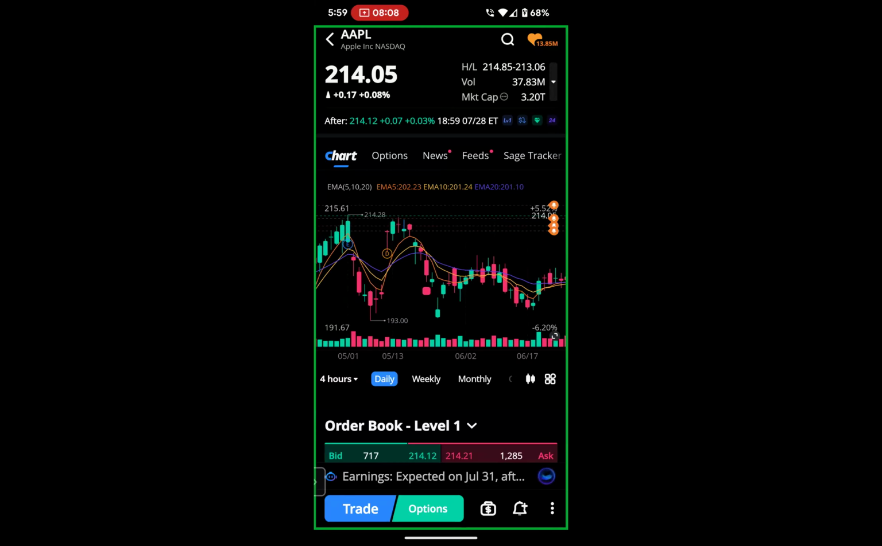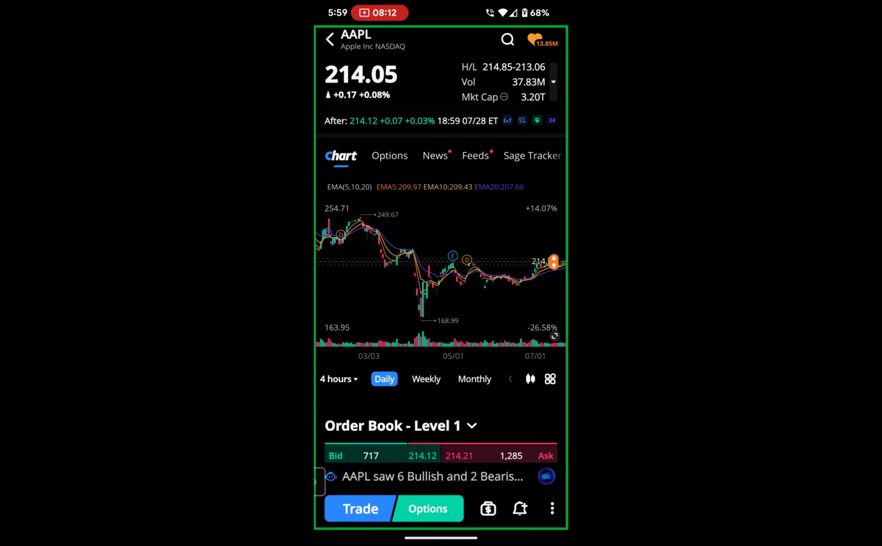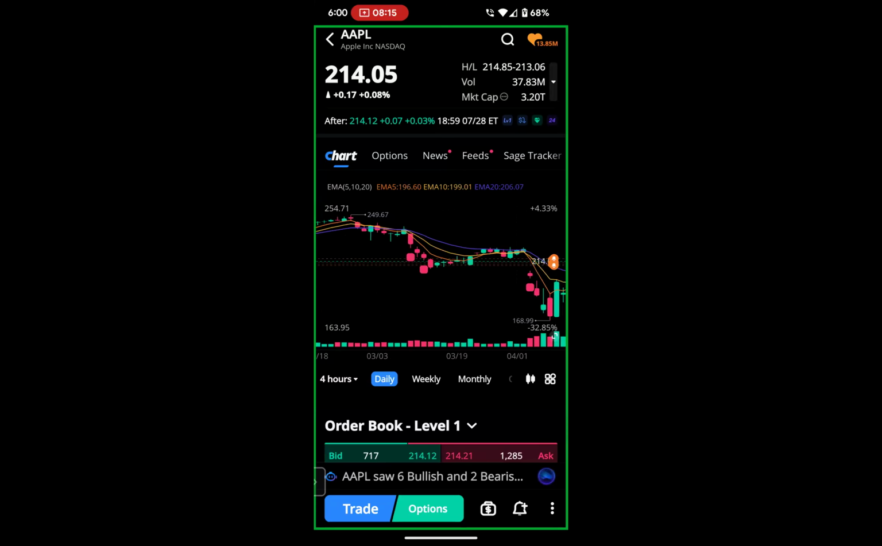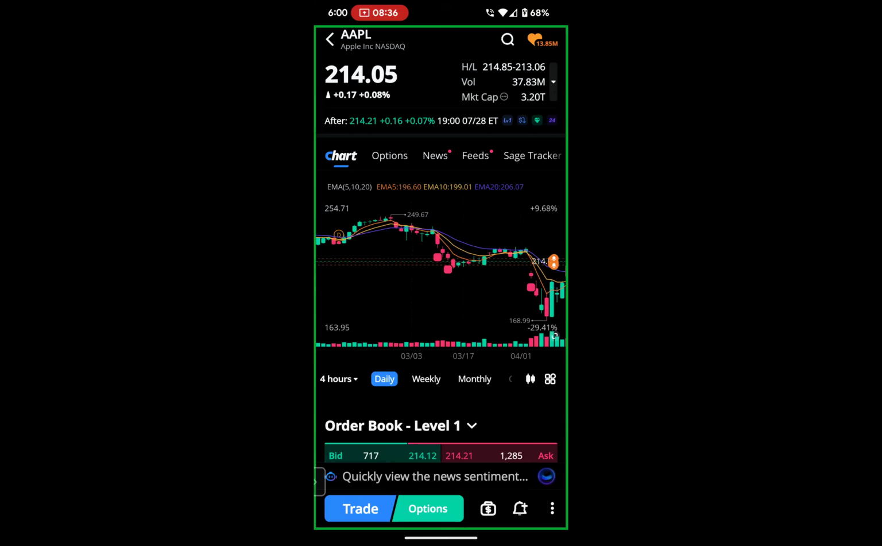So let's go ahead and go back to the chart, and I can show you guys some of the candles. Like this area right here where it has a hammer candle, a little doji candle, and then an upside down hammer, and then it turns red. That is a good indicator of a morning star.